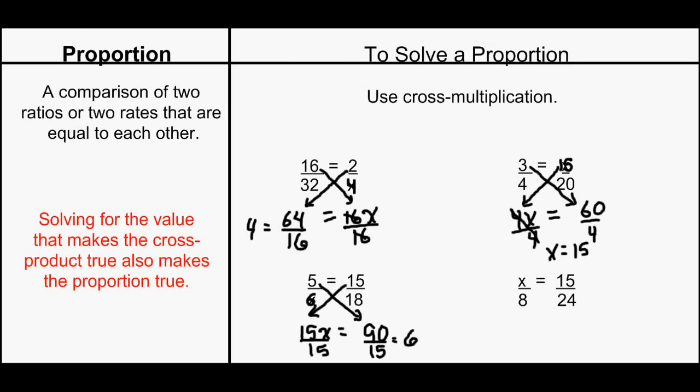One last try. 15 times 8 is 120. 24 times x is 24x. Divide by 24, and we get x equals 5. The value we can replace x with is 5, and now we have written a proportion.